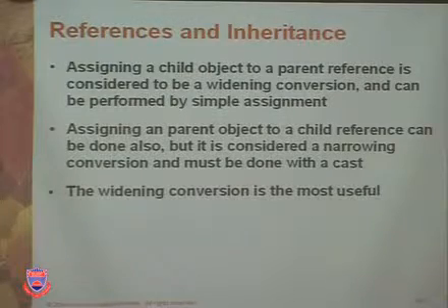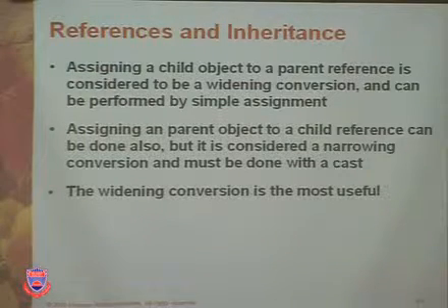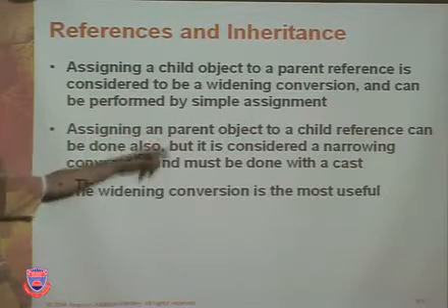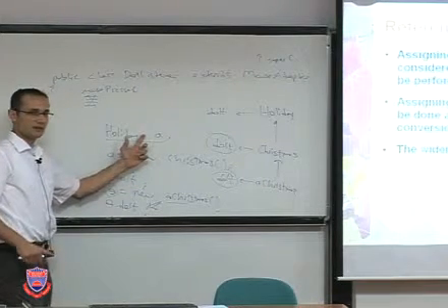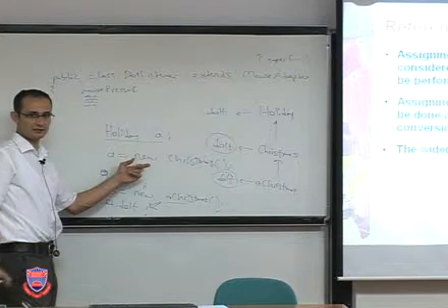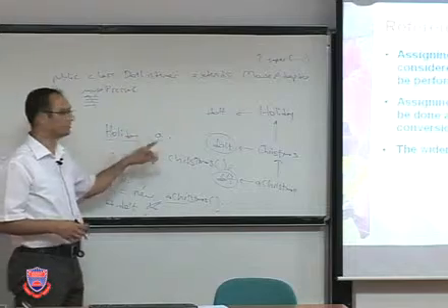So when you look into these references, assigning a child object to a parent reference is considered to be a widening conversion. So using the parent, you widen the description of the parent and use it for a class. It can be performed by simple assignment as we did here. So I created a parent class object variable, and then I used that to create a child class. So this is widening the description of the variable that you have initially.